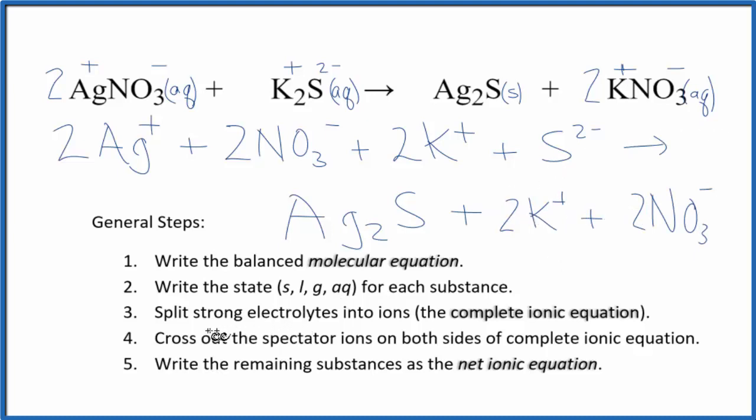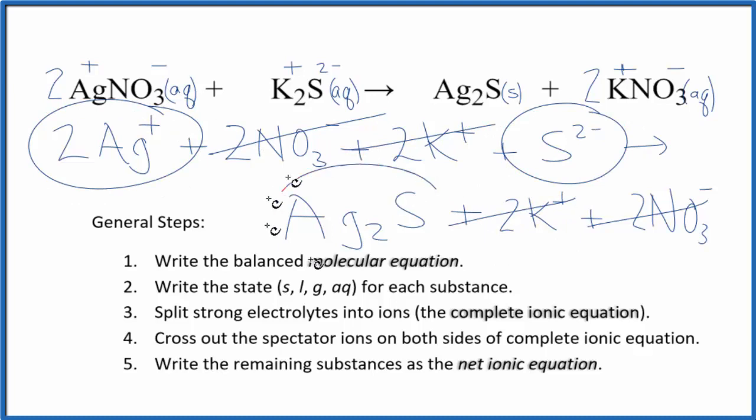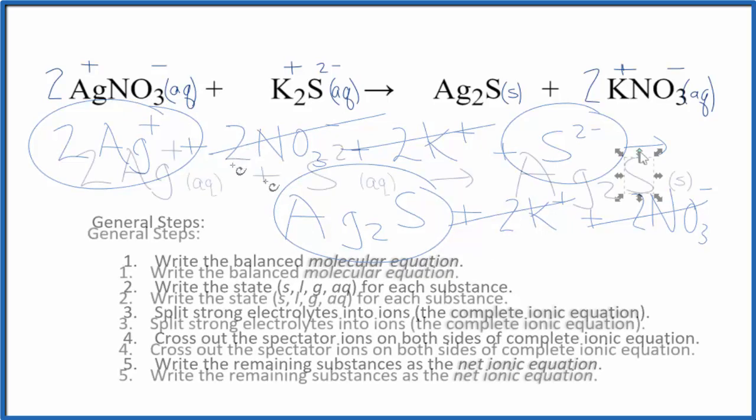So once we've done that, we can cross out spectator ions. They're on both sides of our complete ionic equation. They haven't changed, so we're not interested in them. In the reactants, I have 2 nitrates. In the products, I have 2 nitrates. I'm just going to cross that out. I can see 2 potassium ions, 2 potassium ions. Cross it out. But everything else, it's unique. And that makes this the net ionic equation for AgNO3 plus K2S. I'll clean it up, put the states in, and we'll have our net ionic equation.